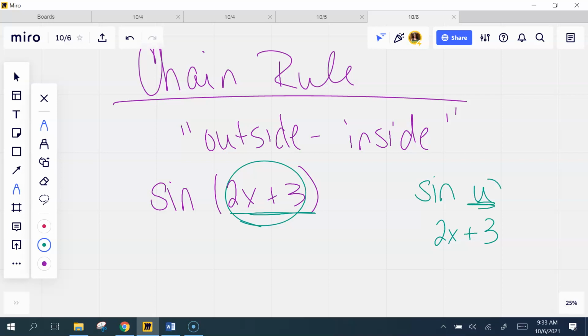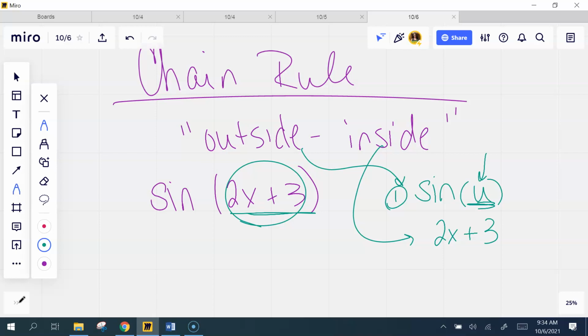Sine of something. I'm just saying there's something there. There's something inside there. But the function itself is the sine of something, right? So I've got two functions. I've got the outside, and then I've got the inside. We all agree?